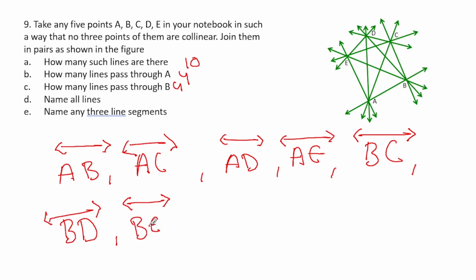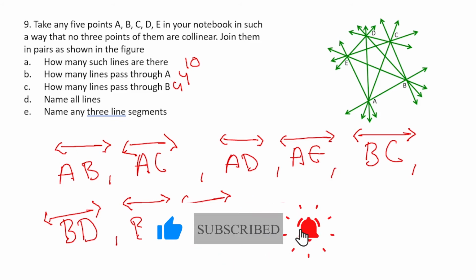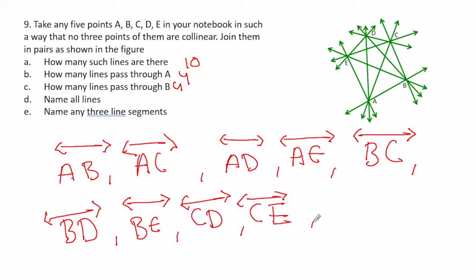Now point C. So we are not going to do line CA and line CB, we are just going to do line CD and line CE. So line CD, line CE, and finally we have line DE. And that's it. Let's cross check. So we have 1, 2, 3, 4, 5, 6, 7, 8, 9, 10 lines, and none of these lines are same. So we have got our answer.